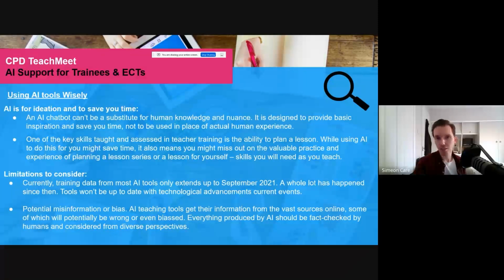So one of the key skills taught and assessed in teacher training is the ability to plan a lesson, which Harriet talked about. And while using AI to do this might save you time, it also means that you miss out on the practice and experience of planning a lesson yourself, which is a skill you will need as you teach. And if you practice it, you will get better at it, and then it will take you less time. So I can kind of see both sides of the argument there.